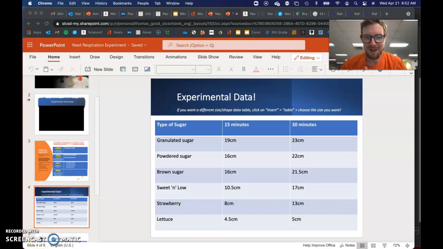Good morning, everybody. Today's Wednesday morning, and I wanted to do a quick recap of the experiment yesterday because we did an experiment with yeast respiration in class yesterday, and I know there were a few students absent, both in person and a few students who didn't log in online, and I want to make sure you have the information you need to complete this assignment.